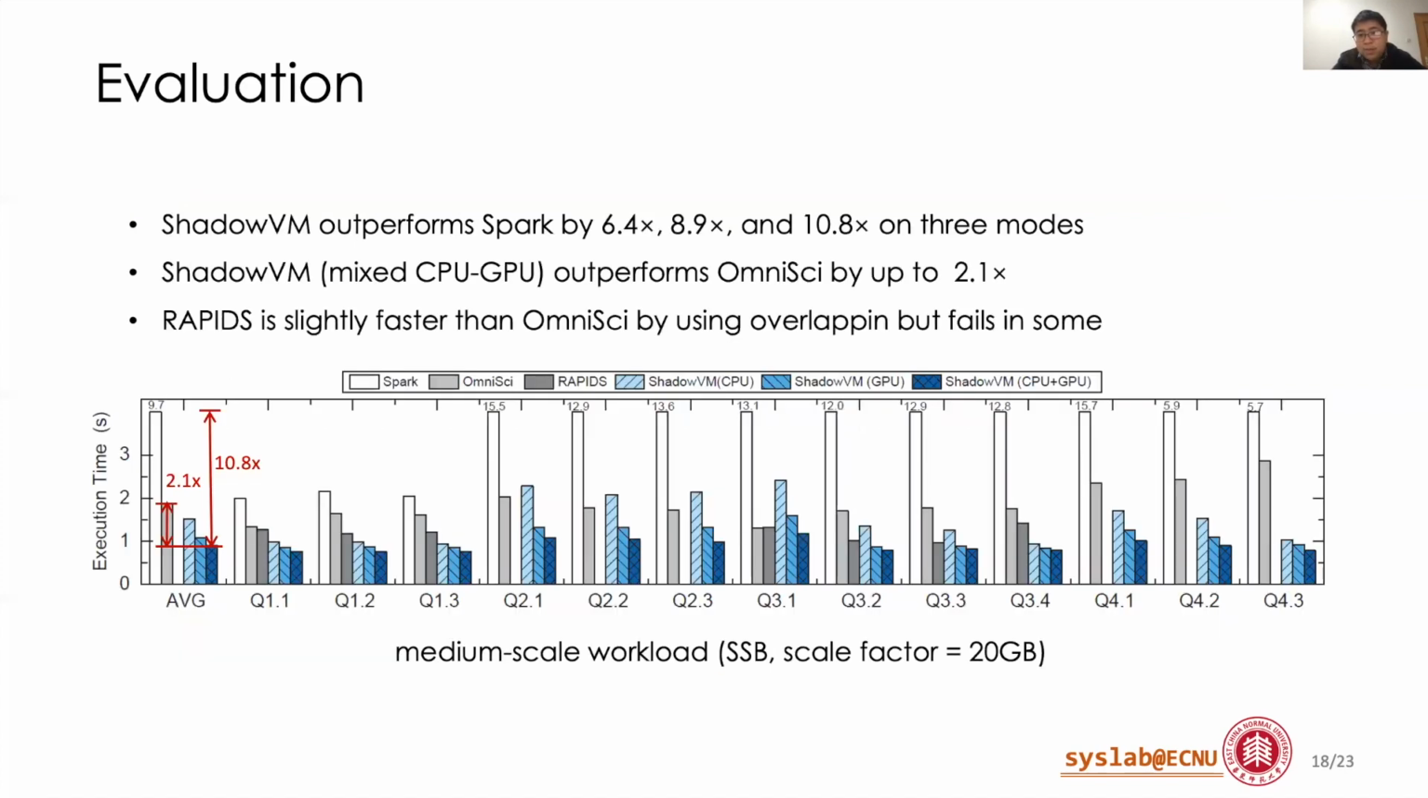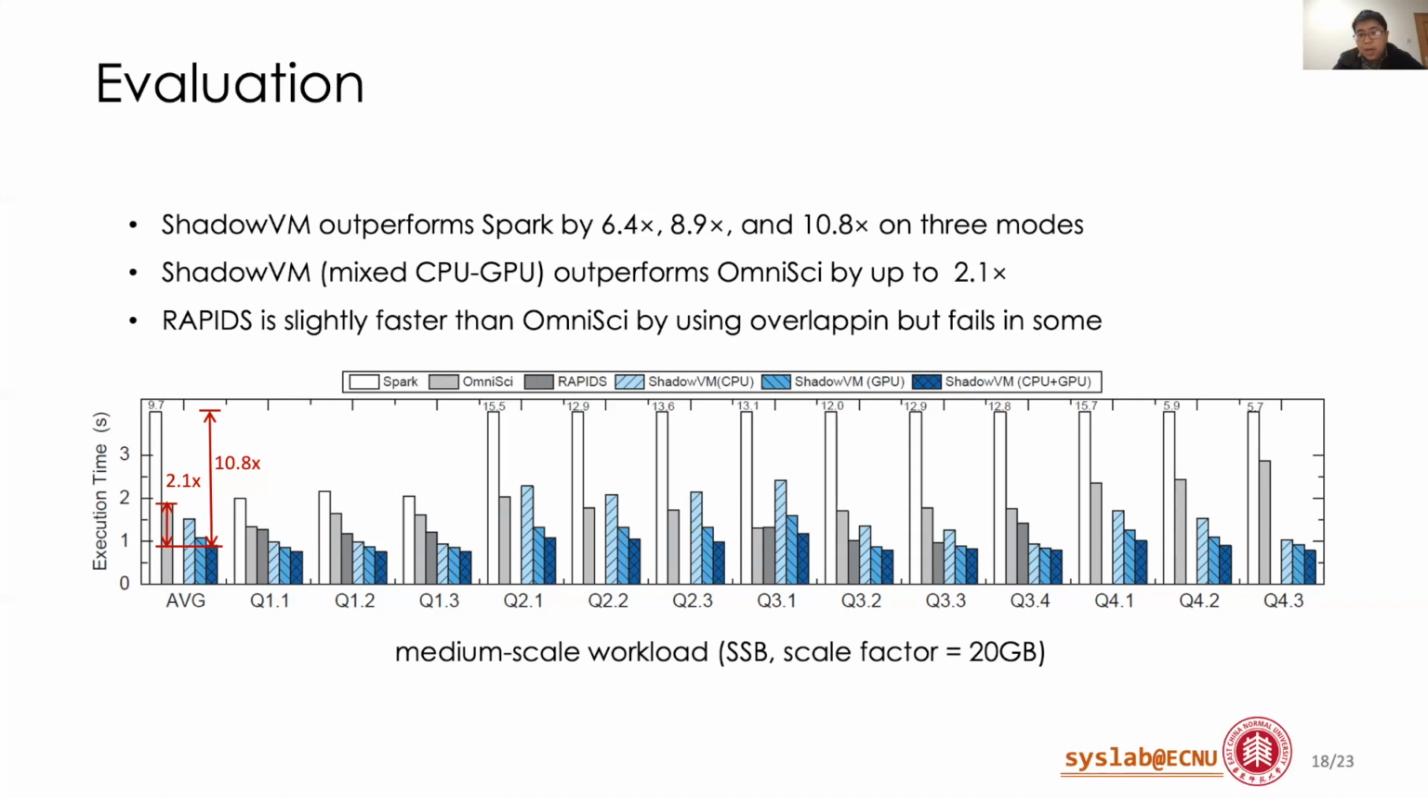The first experiment is carried out on the middle-scale workload with a scale factor of 20 GB of data. These pictures show the execution time of all queries. ShadowVM outperformed JVM-based Spark by 6.4 times on the CPU-only model, 8.9 times on the GPU-only model, and 10.8 times on the mixed CPU-GPU model.